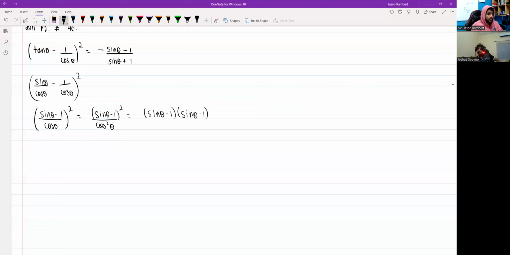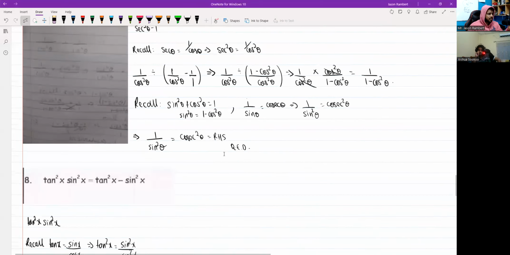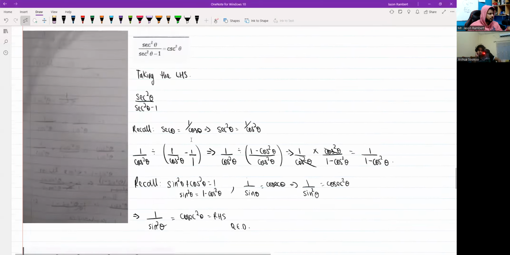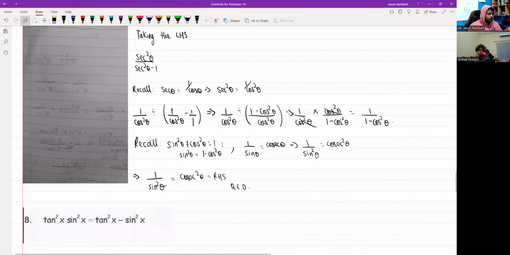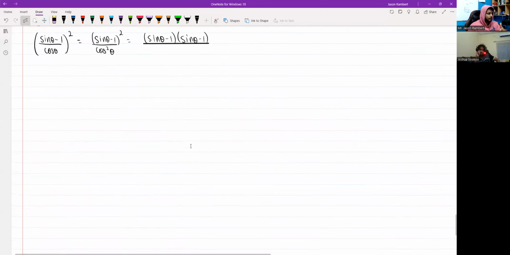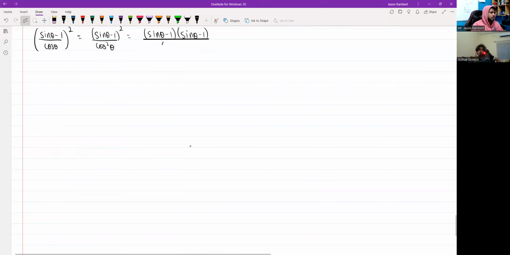So this is sine theta minus 1 multiplied by sine theta minus 1. Now, if I go back up, again, I'm not going to write down the recollection, but you have to write it down. Cosine squared theta is the same as 1 minus sine squared theta. Agreed? So my denominator becomes 1 minus sine squared theta.